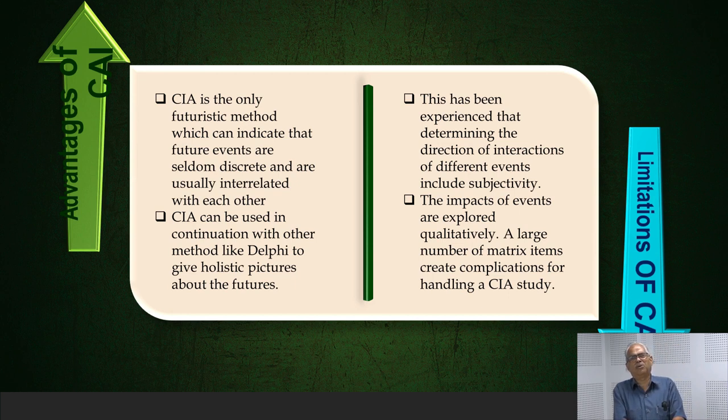Maximum it goes for 6, 7, or 8 areas, to avoid jargon of qualitative analysis. So we go for a limited number of events and we try to see their relationships. Dear friends, we discussed two methods of future study called Delphi and cross impact analysis method.